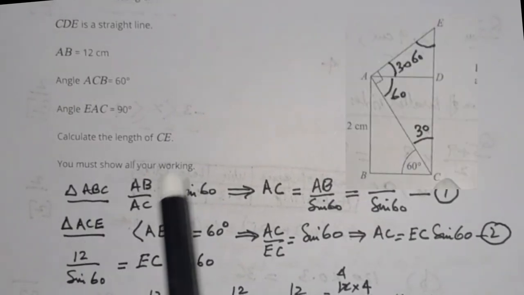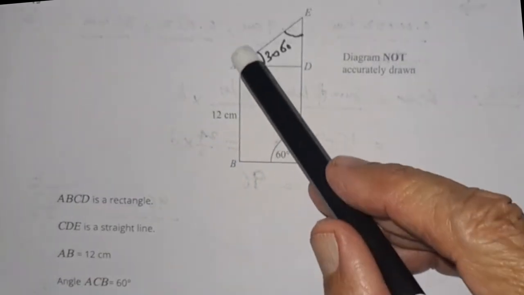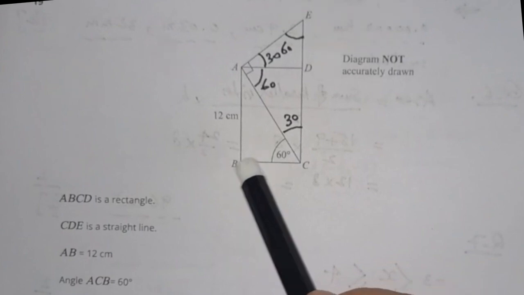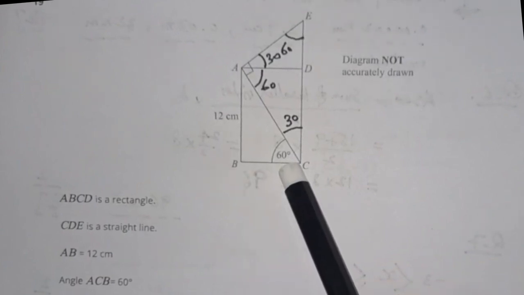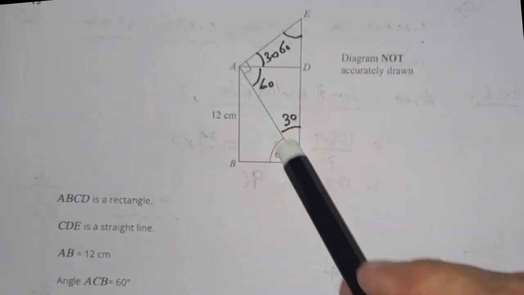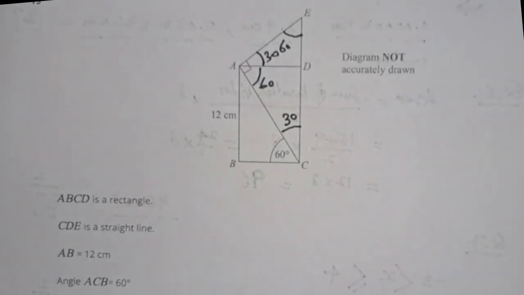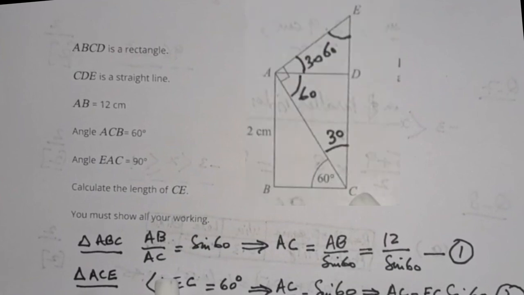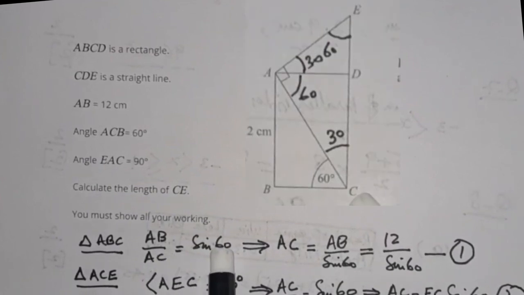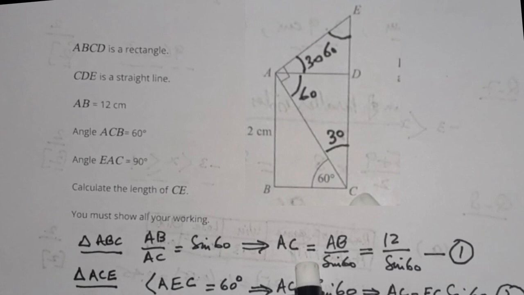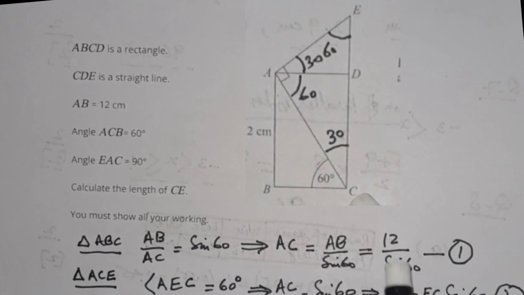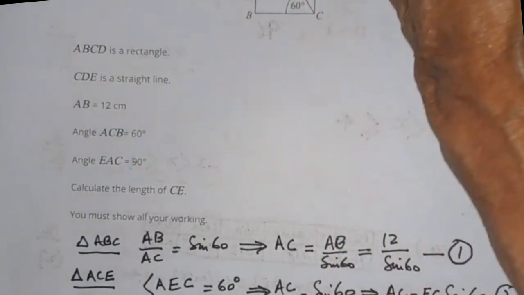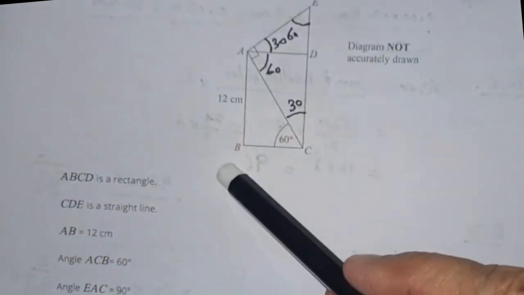In triangle ABC, AB is perpendicular to the 60 degree angle. So AB over AC, which is the hypotenuse, makes sine of 60 degrees, perpendicular over hypotenuse, and then AC is equal to AB over sine 60, which is 12 over sine 60, because AB is 12 centimeters.